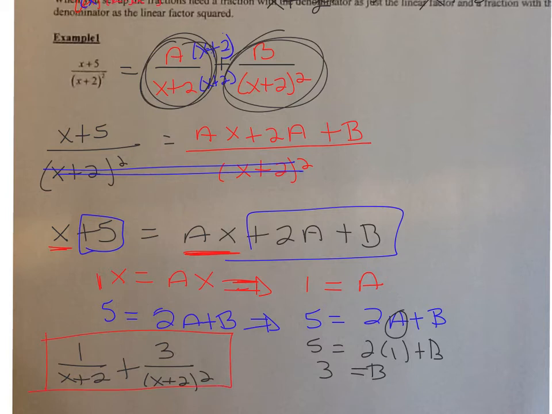Okay, so let's flip it over and try the one on the back. Okay, so for the second example, I have 8x squared plus 33x plus 49 over x plus 4 times x plus 1 squared. Okay, so let's start this off by setting up a fraction for the denominator of x plus 4.